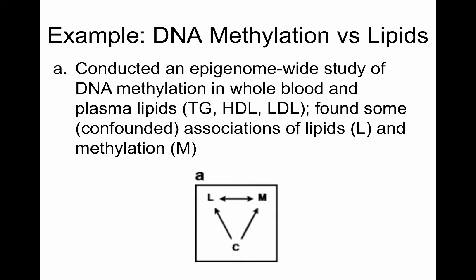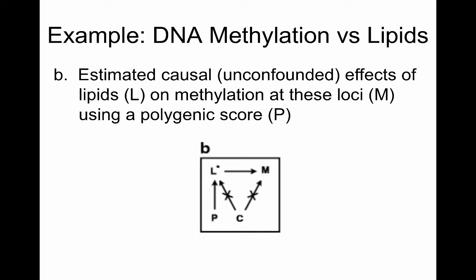The first thing the investigators did, as shown here in the diagram, is simply establish observational associations between DNA methylation and lipids. Out of 450,000 CpG sites that they tested, 28 were found to be associated with one lipid or another. But we know by now that association does not mean causation, partly because this association can be all sorts of confounded, which takes us to step B. In step B, they took those 28 CpGs that were identified in the observational epigenetic study and asked the following question.